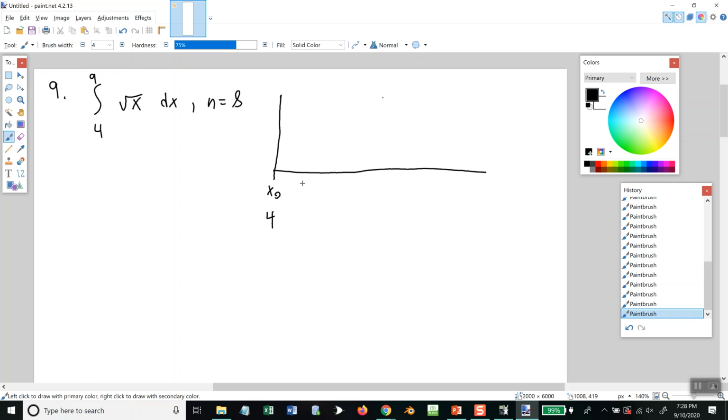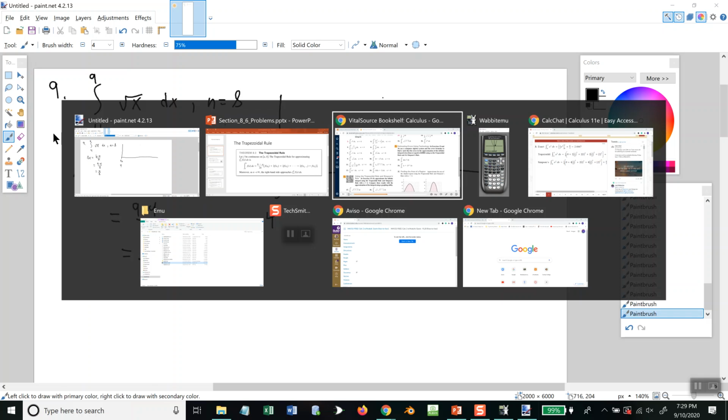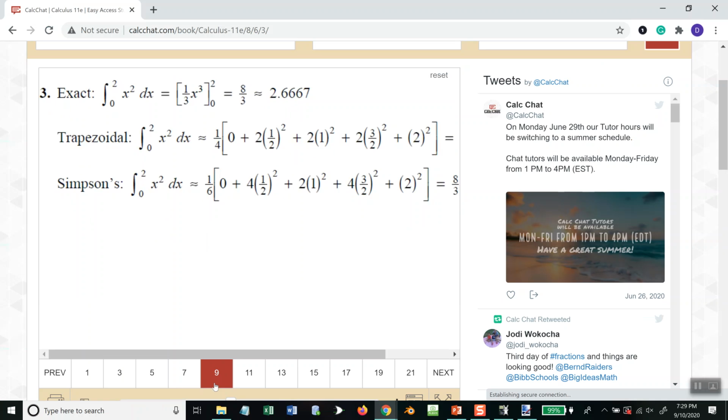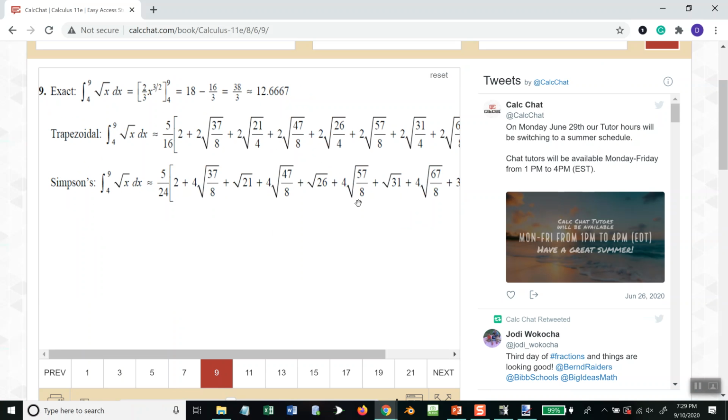Now, our next one, remember our delta x is equal to b minus a over n. So we'll have 9 minus 4 over 8. Is that really 5/8? 9 minus 4 is 5 over 8? Surely I didn't pick the hardest thing. Man, looks like they're adding 8s. Okay.